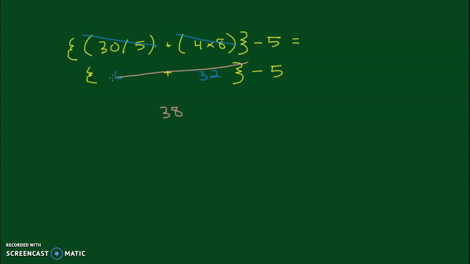So now I'm done with that. I'm going to bring down my subtract. I always like to keep it in order. So I'm going to bring down my subtract 5. And 38 subtract 5 is 33. Done with that. So my answer to the original problem is 33.